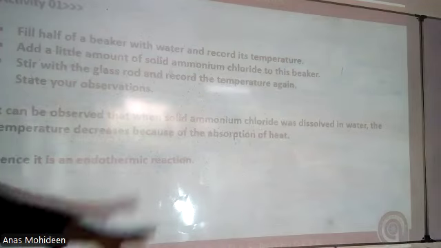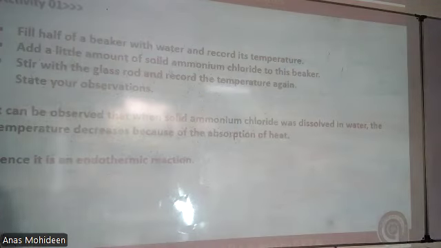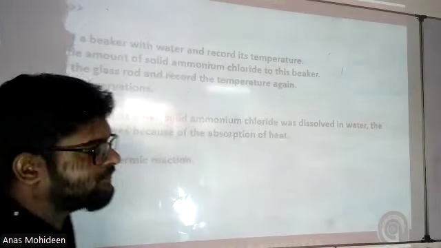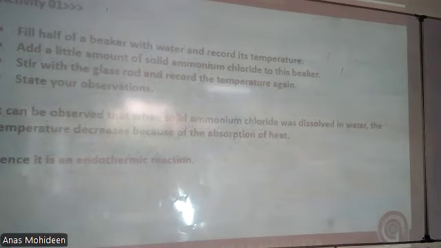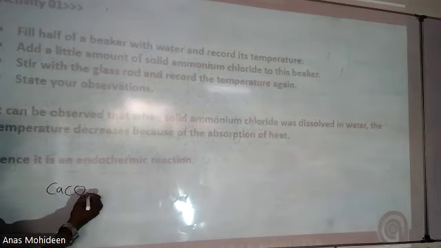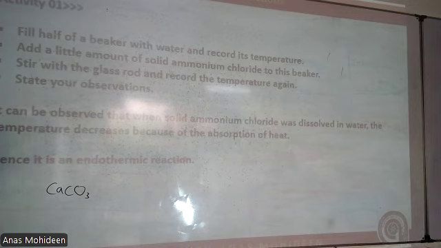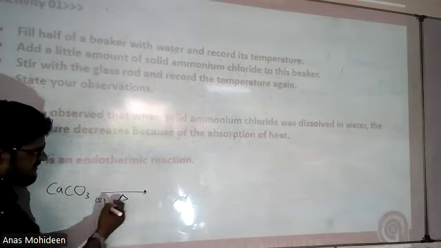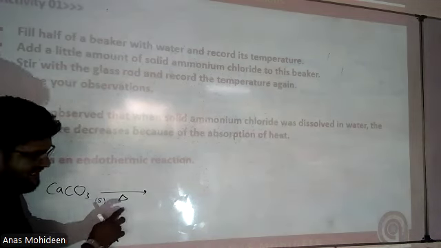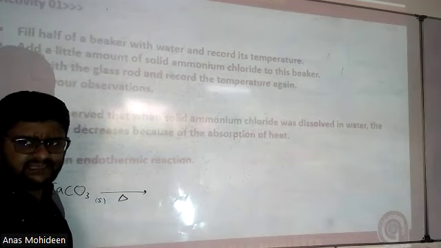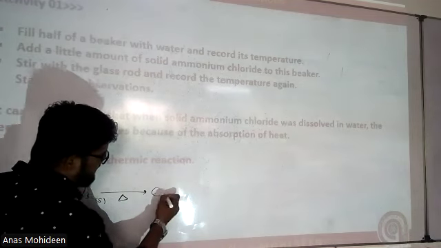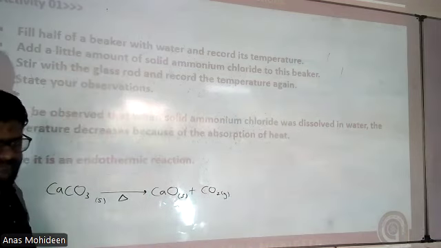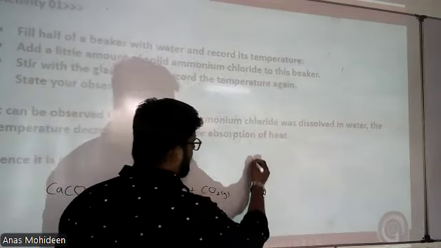Fine. Now, after the second activity of endothermic, there is an example given for the energy level diagram to draw. What is the equation given? Decomposition of calcium carbonate. Calcium carbonate upon supplying heat, the triangle shows the heat is supplied, so endothermic, will break down into calcium oxide plus carbon dioxide. Okay, this is the equation. Draw the diagram.